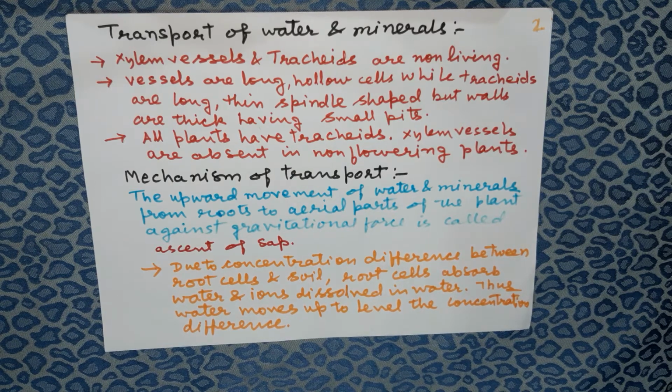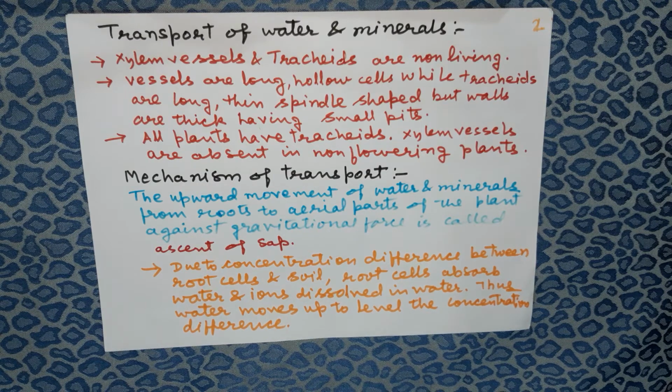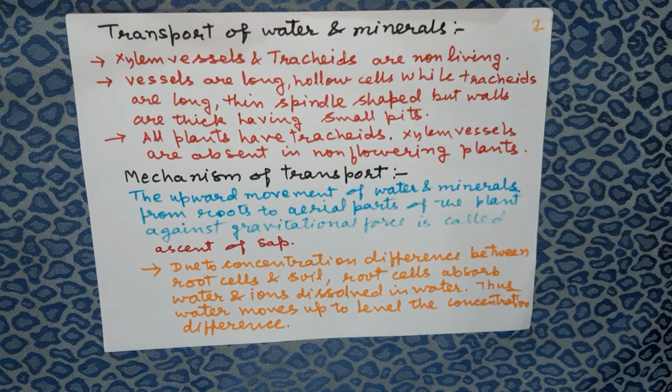Now one point is to be remembered that xylem vessels are absent in non-flowering plants. That means in gymnosperms they are not found. Angiosperms are flowering plants. So in angiosperms, xylem vessels are present as well as tracheids. Tracheids are present in all kinds of plants, whether they are non-flowering or flowering.